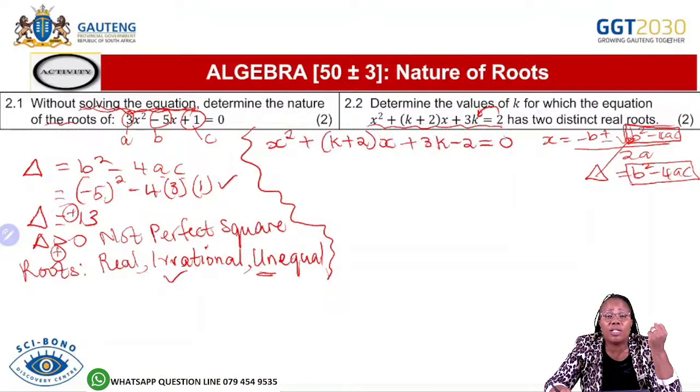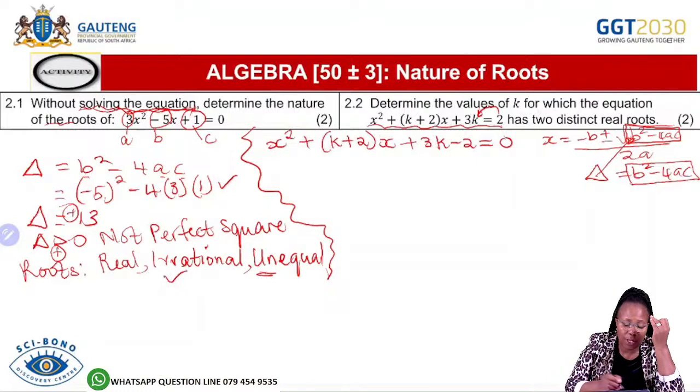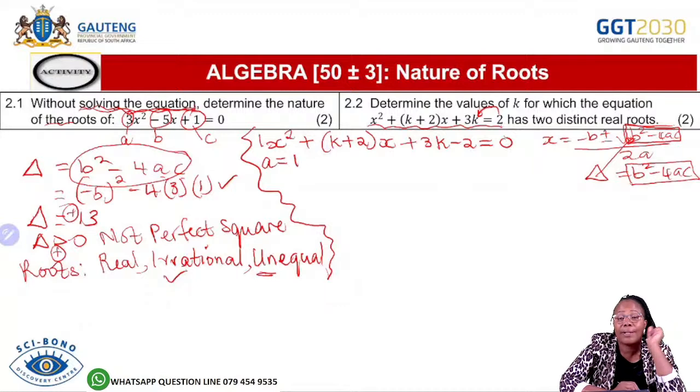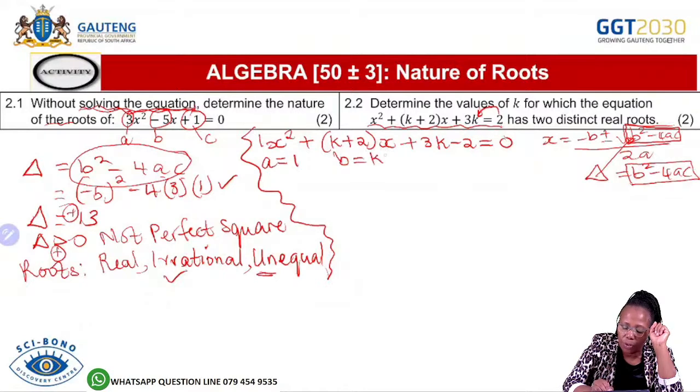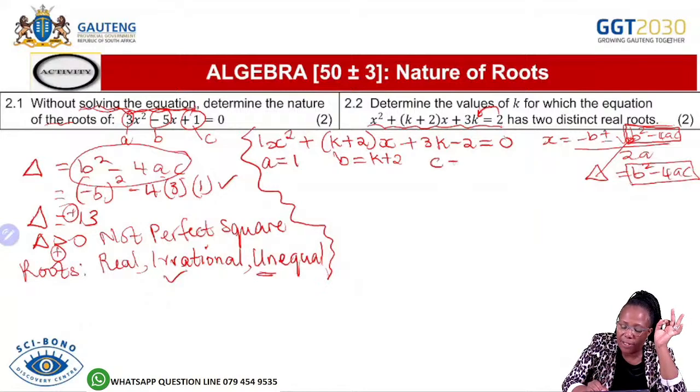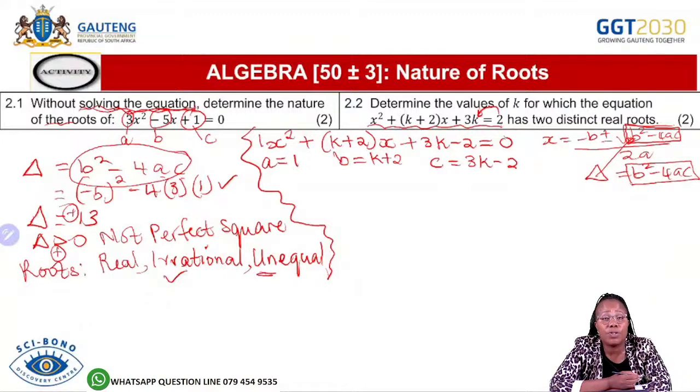Because when we are talking about nature of roots, we are always talking about that, because the discriminant equation has a, b, c. Can you see that? Remember, the a value will always be the coefficient of x squared, so our a in this case is 1. The b value is the coefficient of x, which is k plus 2, and we take that in brackets. The c value is everything without an x, that is 3k minus 2. That will be our constant value.